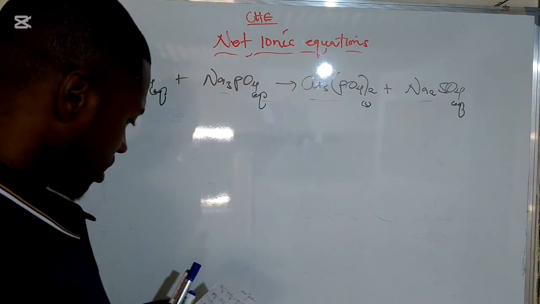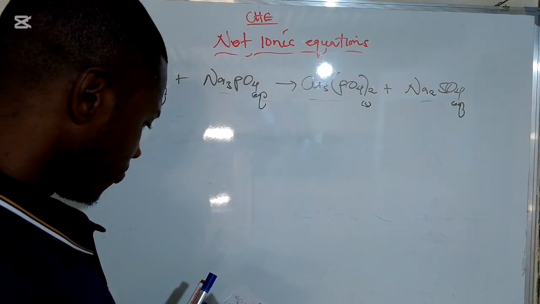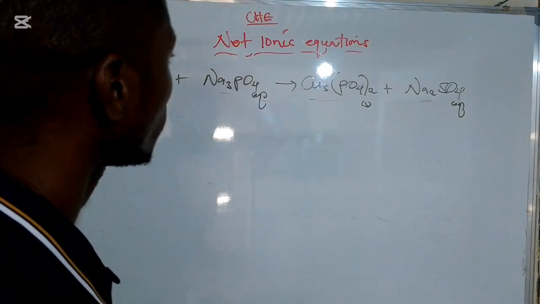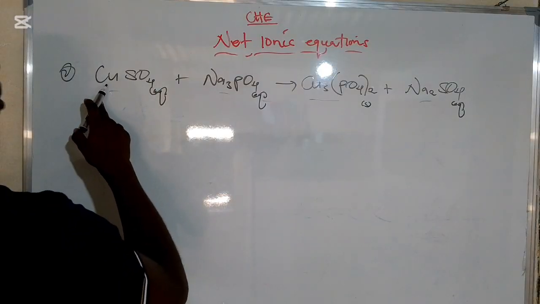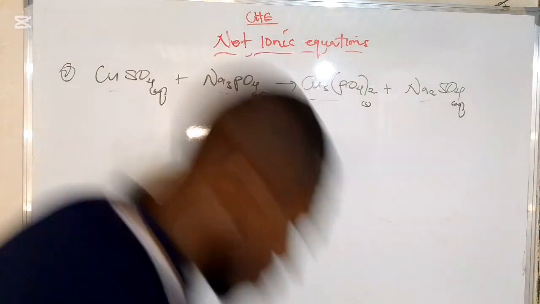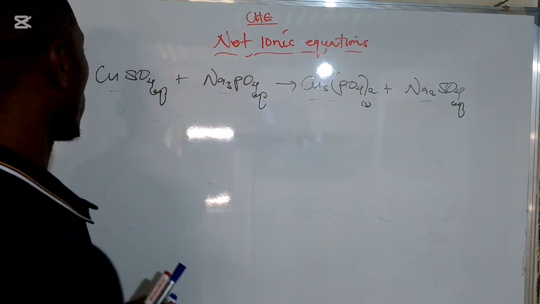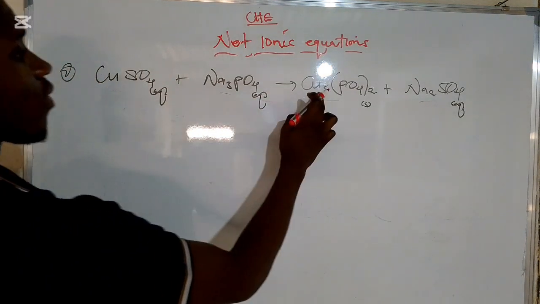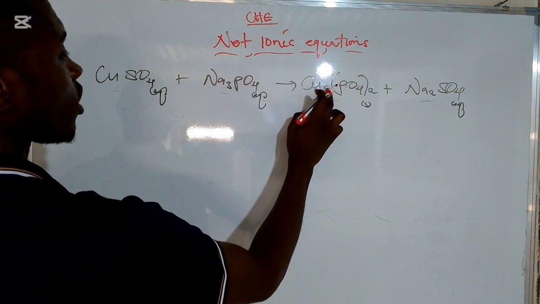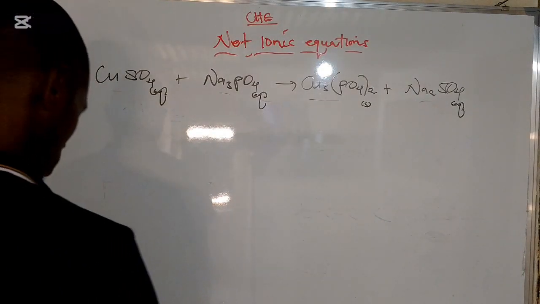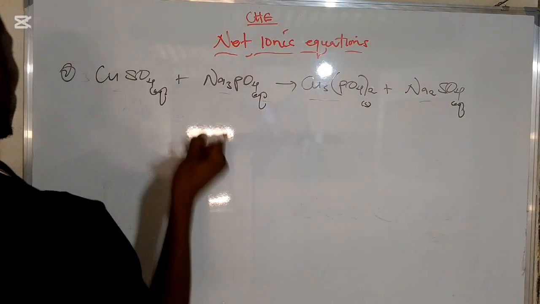So what else? Now we need to balance the equation. We check. We have copper 1, and copper 3. So let's use this 3 and put it here. Okay, so we put 3 here.